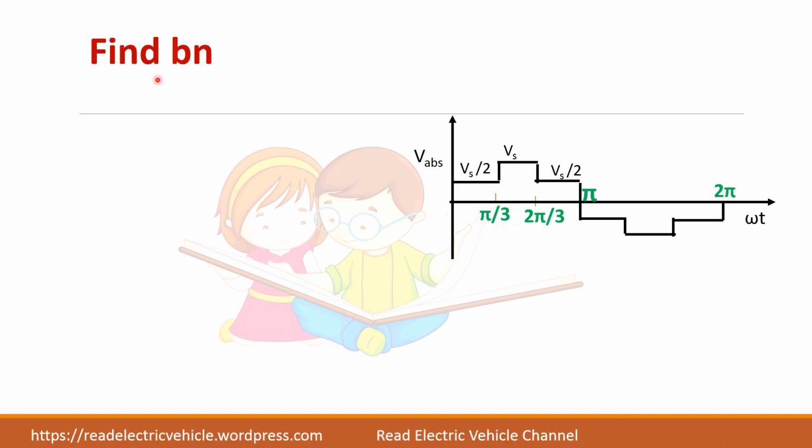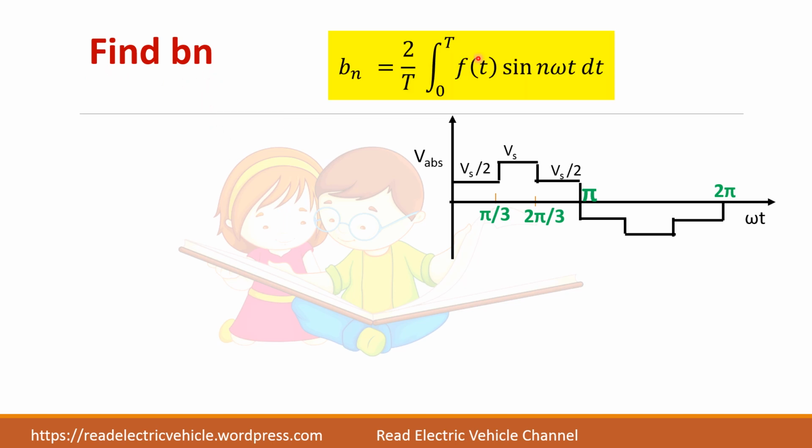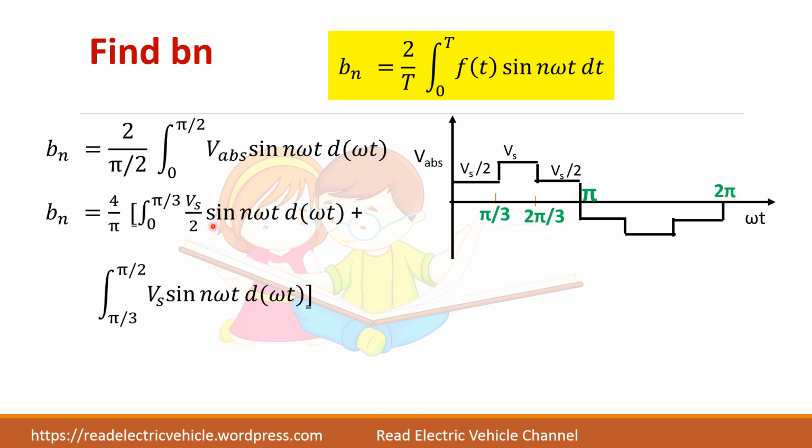Now let us find what is Bn. So substitute it in the Bn formula. You can find that there are two intervals here. So let me take the time period as pi by 2, so t is equal to pi by 2. In 0 to pi by 2, you have two intervals: 0 to pi by 3, you have magnitude of Vs by 2, and for pi by 3 to pi by 2, you have magnitude of Vs.